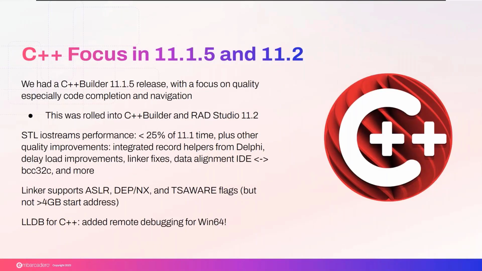In between 11.1 and 11.2 there was an extra release specifically for C++, which we called 11.5. And obviously, this has been rolled out as well for 11.3. It has been pretty much quality fixes. STL IO stream performance improved by 25%. Linker support: ASLR, DEP, NX, and TS-aware flags, but not for more than 4 gigabytes. And LLDB for C++ added remote debugging for Win64, which was also a big request.